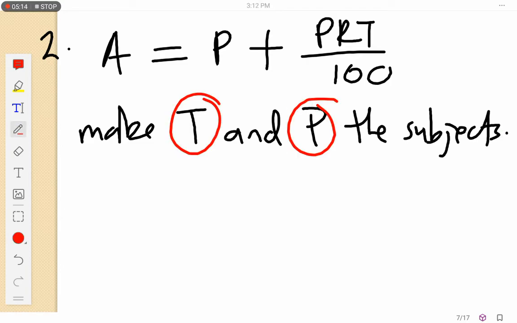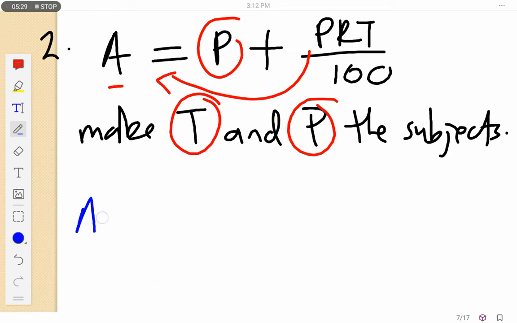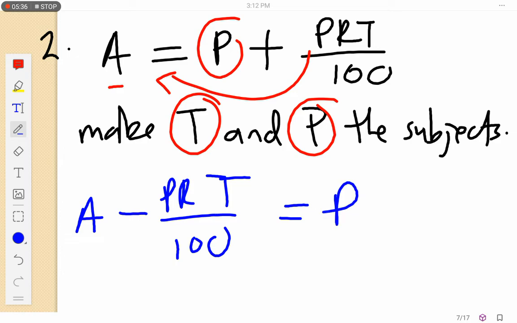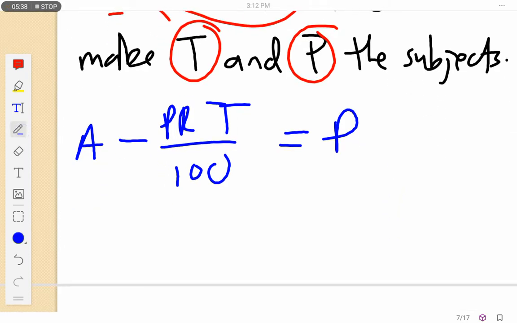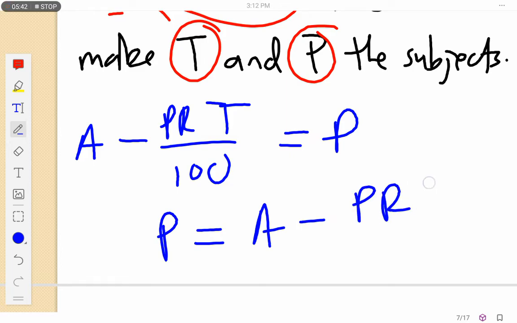So we want to make T and P subject of formula. We can even start with P. Okay, it's easy. That's why I'm saying P. For me to get P alone, I can simply take this one to this side. It becomes a minus. So my A is going to be A minus PRT over 100 is equal to P. You see why I said it's easier? So our P is equal to A minus PRT over 100, like that.